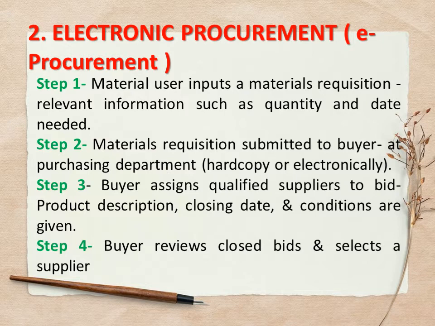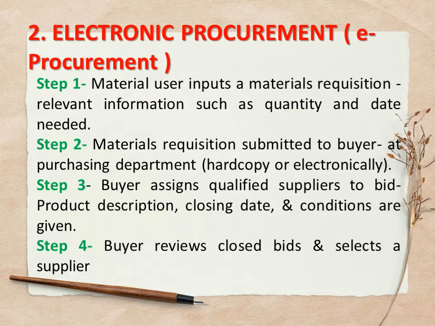So, in this case, step 2, materials requisition submitted to buyer at purchasing department, hard copy or electronically. So, if it is a materials requisition or purchase request, you, the end user who wants to buy, give it to the purchasing department, whether hard copy or electronically. Then, step 3, buyer assigns qualified suppliers to bid. Product description, closing date, and conditions are given. So, the terms and conditions and the product description.